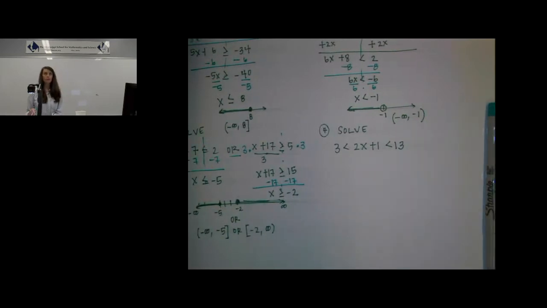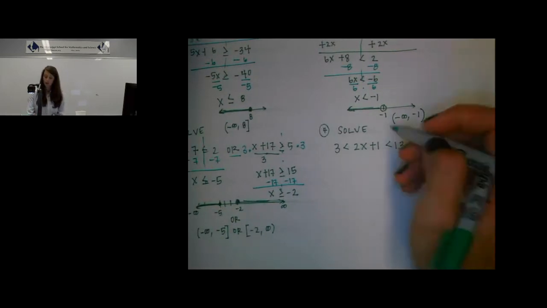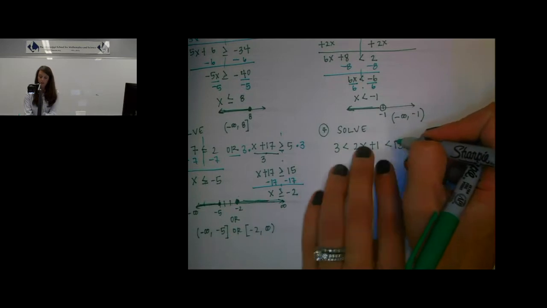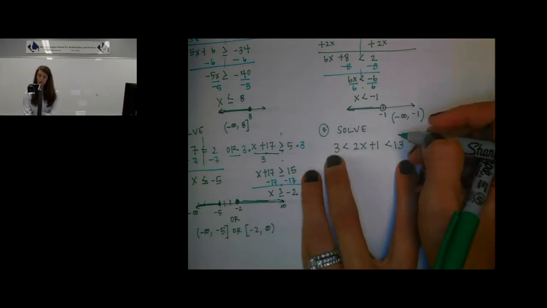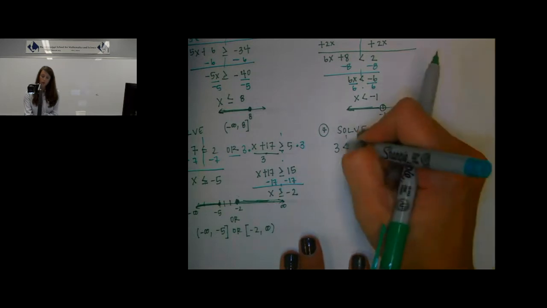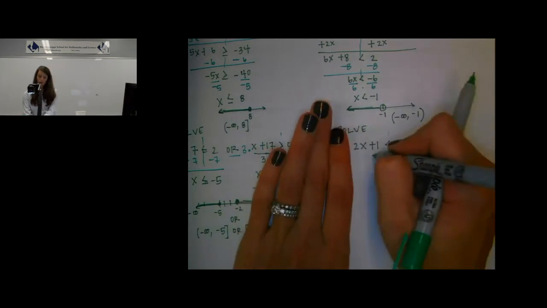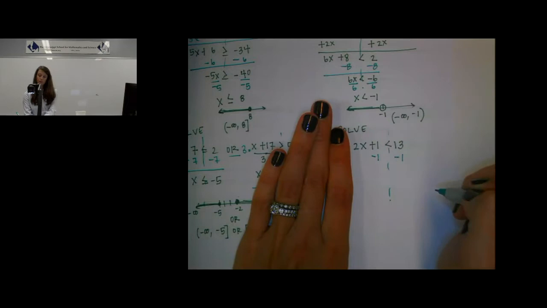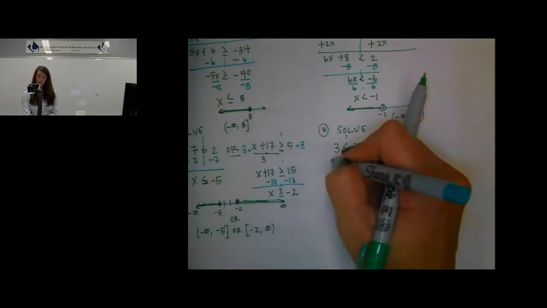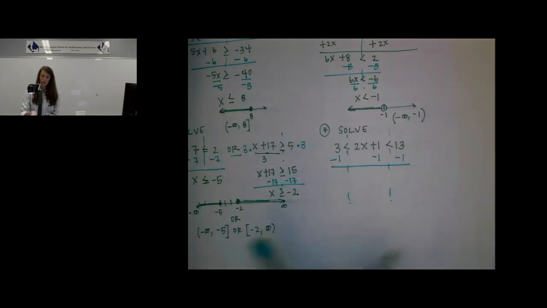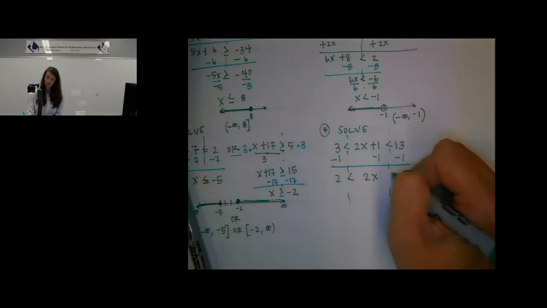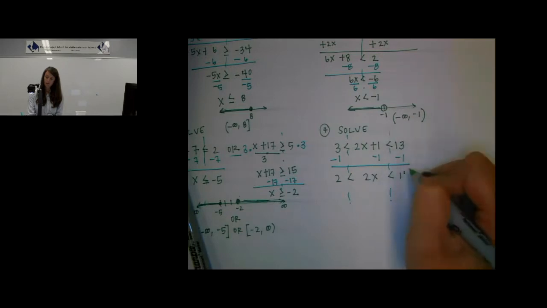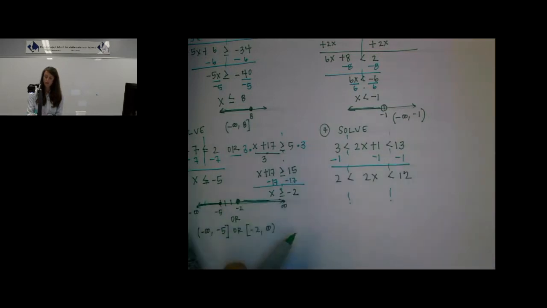Alright, so this is a compound and. We have everything, it's a compound, it's bounded. What that really means is it's bounded in between these two numbers. So I want to get the x by itself in the middle. To get the x by itself, I'm going to subtract a 1. But I can't just do it there, I need to also do it over on that left side. So 3 minus 1 is a 2. And then 13 minus 1 is a 12.